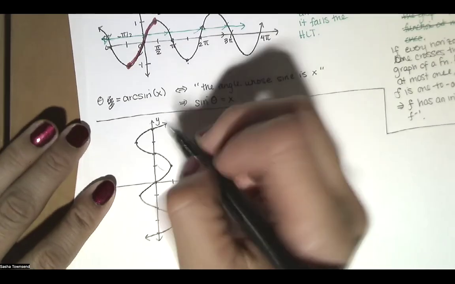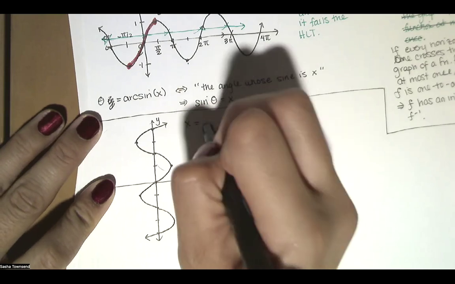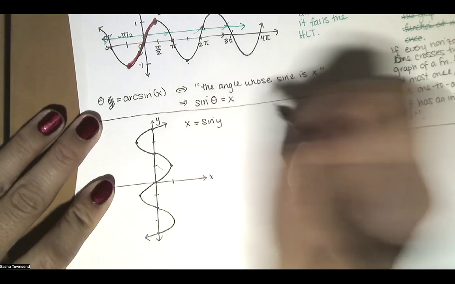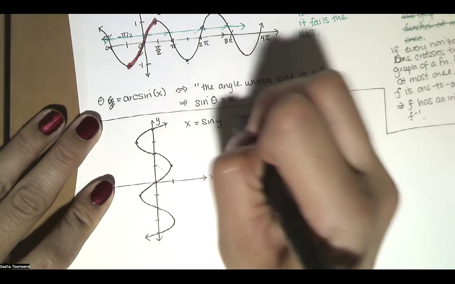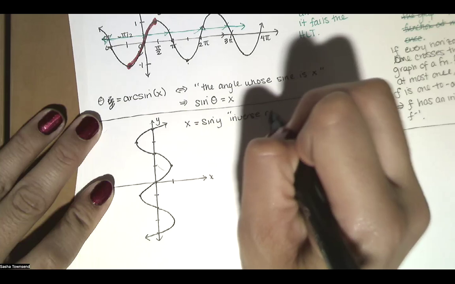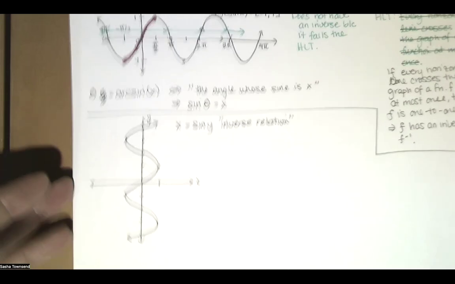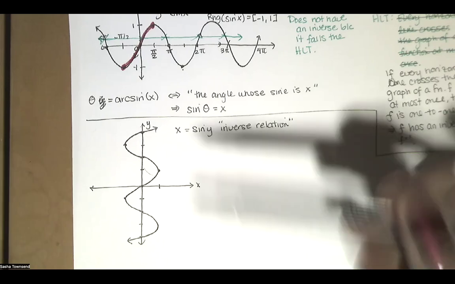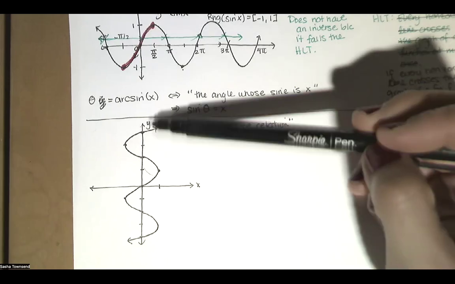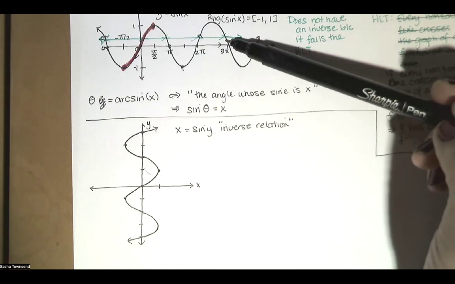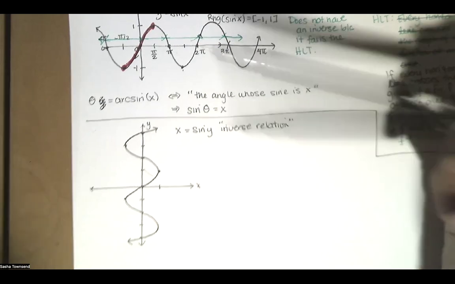That graph is the graph of x equals sine of y. I'm going to call that an inverse relation because it just comes from switching the roles of x and y. Obviously, it fails the vertical line test. It's not a function. And it fails the vertical line test because this original function failed the horizontal line test.